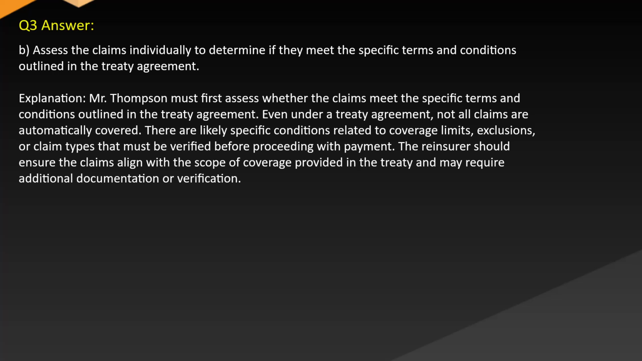agreement. Explanation: Mr. Thompson must first assess whether the claims meet the specific terms and conditions outlined in the treaty agreement. Even under a treaty agreement, not all claims are automatically covered. There are likely specific conditions related to coverage limits, exclusions, or claim types that must be verified before proceeding with payment. The reinsurer should ensure the claims align with the scope of coverage provided in the treaty and may require additional documentation or verification.